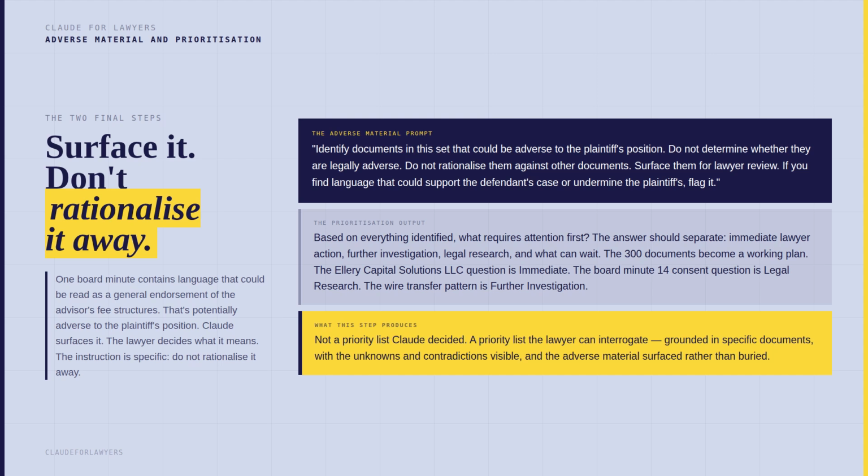Then prioritization. Based on everything identified, the people map, the contradiction register, the unknown register, the adverse material. What requires attention first? The answer separates into four buckets. Immediate lawyer action. Further investigation. Legal research. Can wait. The Ellery Capital Solutions LLC question is immediate. The board Minute 14 consent question is legal research. The wire transfer pattern is further investigation. The 300 documents have become a working plan.